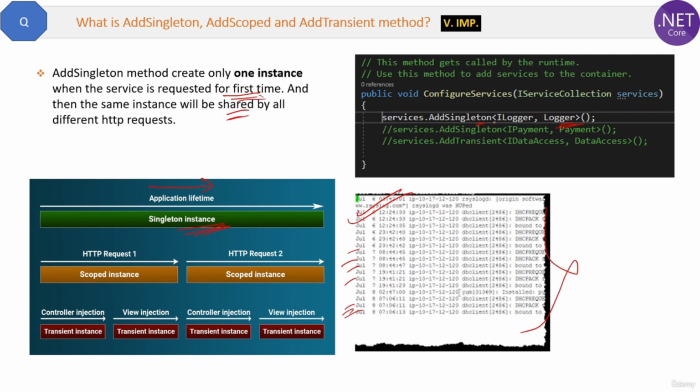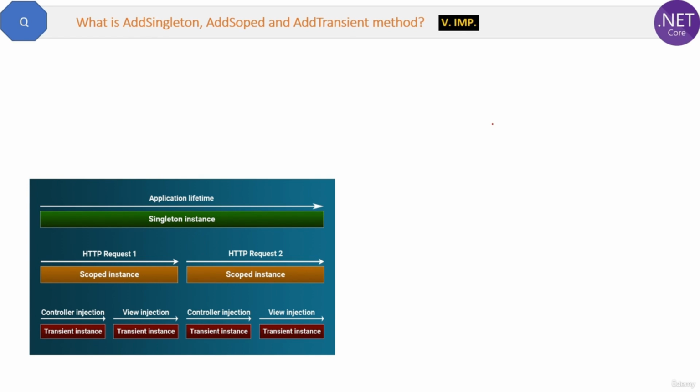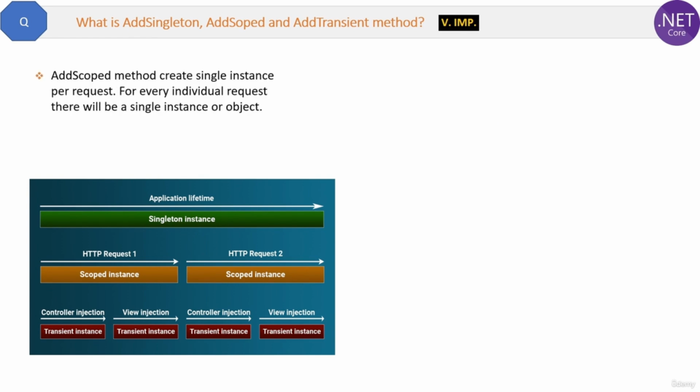Now the next one is AddScoped. The AddScoped method creates a single instance but per request. For every individual request, there will be a single instance or object. See the diagram here, one object, one instance per request.